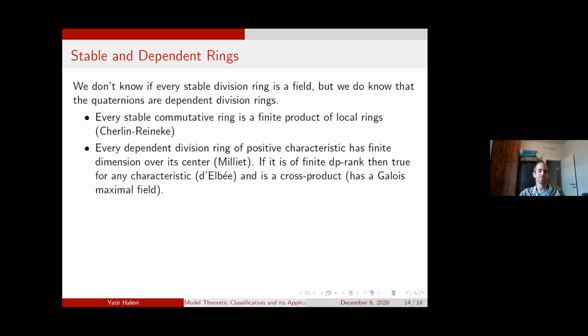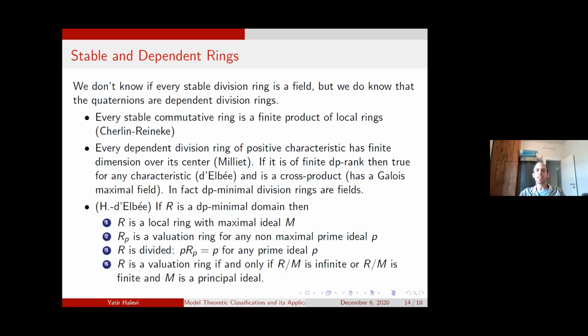Recently, a result by myself and Christian Dalby is that if you have a dp-minimal domain, integral domain, so it means that the dp-rank is 1, then it's very close to being a valuation ring. What do I mean by that? It's a local ring with a maximal ideal M. If you localize at any non-maximal prime ideal, it's a valuation ring, okay? But for the maximal ideal itself, you can't really say that. It is divided in the sense of Anderson and Dobbs. It means that if you look at it inside the fraction field, then the maximal ideal of the localization as a set is exactly equal to the prime ideal.